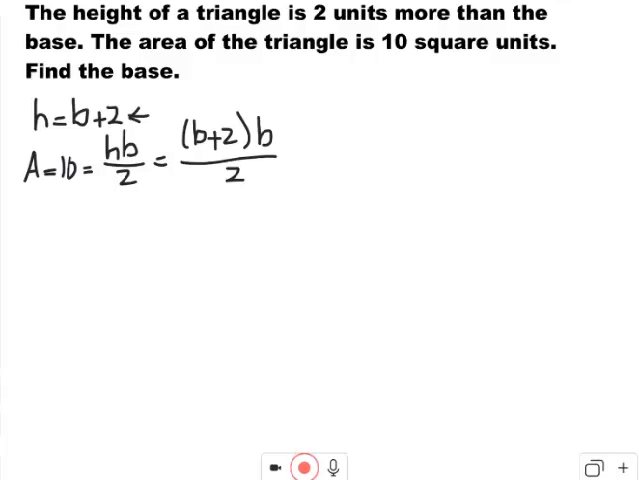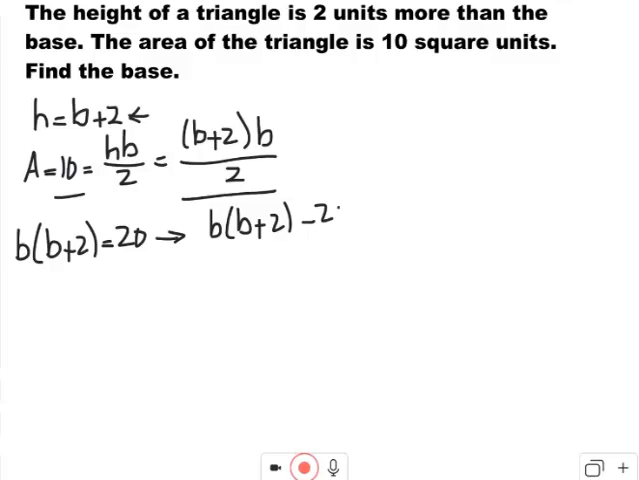Now, if I multiply both sides by 2, I get b times b plus 2 is equal to 20, or b times b plus 2 minus 20 is equal to 0. If I distribute b inside, I get b squared plus 2b minus 20 is equal to 0. Now, to find b from this equation, I'm going to use the quadratic formula.